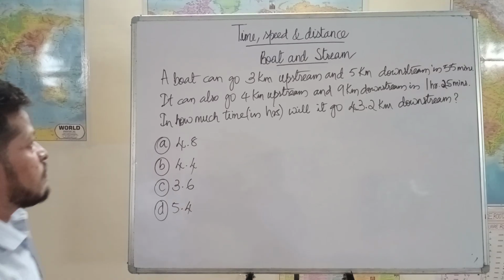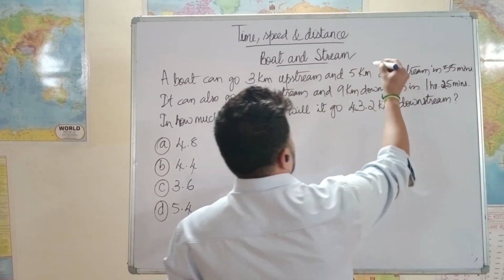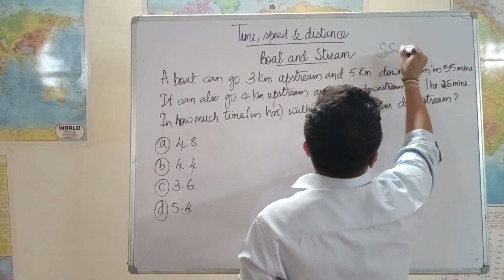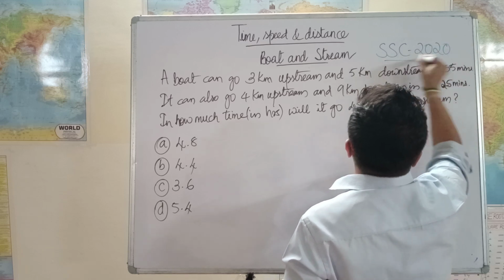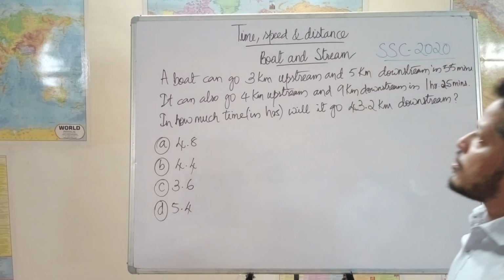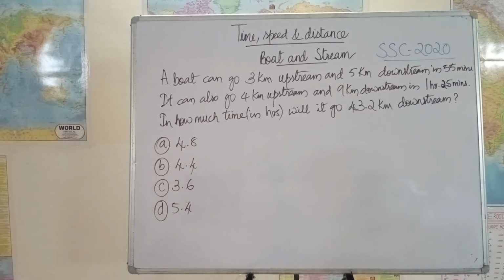Okay, we have a question from SSC 2020. A boat can go 3 km upstream and 5 km downstream in 55 minutes. It can also go 4 km upstream and 9 km downstream in 1 hour 25 minutes. In how much time will it go 43.2 km downstream?